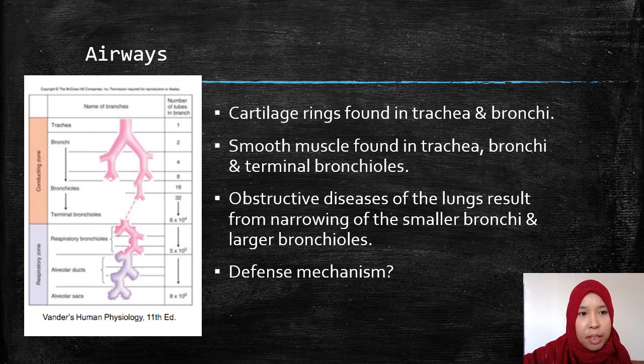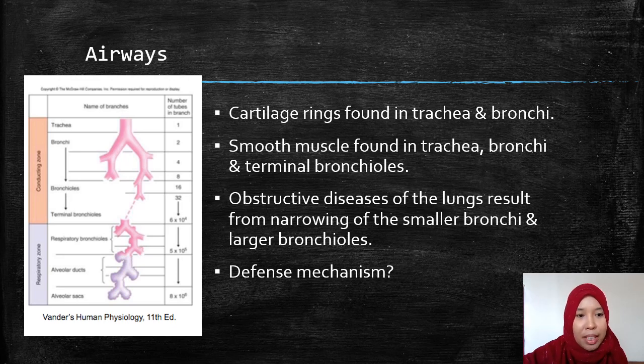Okay, let's talk about the structure of the airways. Cartilage rings can be found in the trachea and bronchi. Smooth muscle is found in the trachea, bronchi, and terminal bronchioles. So we know that the trachea and bronchi are the cartilaginous area, and the bronchioles and terminal bronchioles are non-cartilaginous. Obstructive diseases of the lungs result from narrowing of the smaller bronchi and larger bronchioles. An example of an obstructive disease is asthma. So asthma is one of the obstructive diseases of the lung.